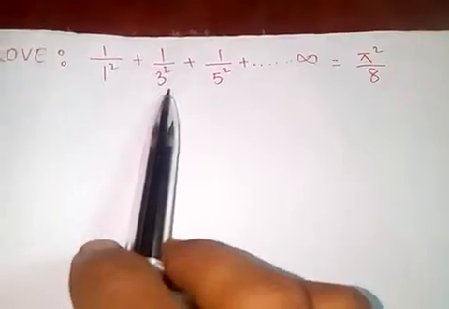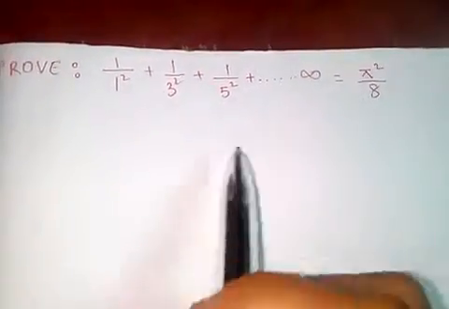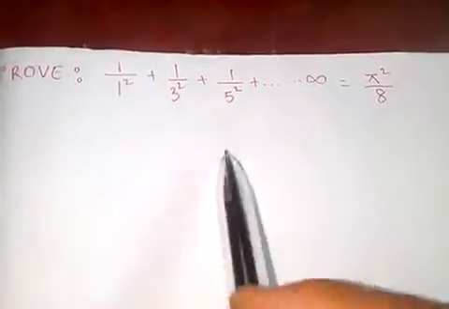Today I'm going to prove that 1 over 1 squared plus 1 over 3 squared plus 1 over 5 squared plus, and so on up to infinity, is equal to pi squared over 8, where these are odd numbers.